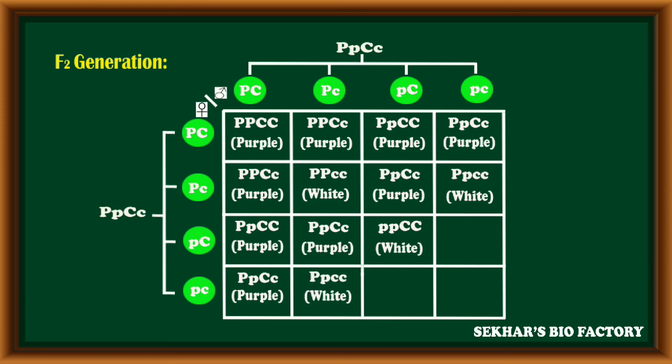The next combination capital P, small c. It expresses the recessive trait, white color flowers. The next combination small p, and capital C small c. Here, white color flowers are expressed. The next combination, small p, capital C small c. Here also white color flowers are produced.